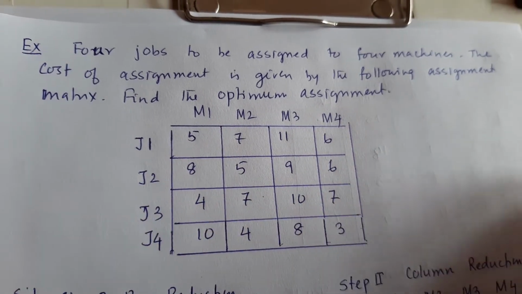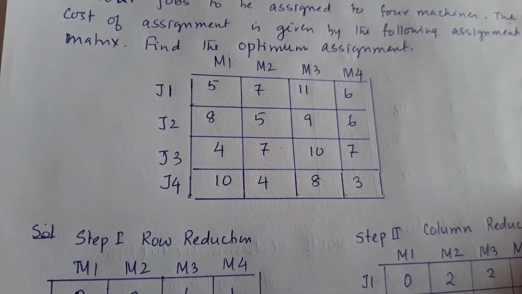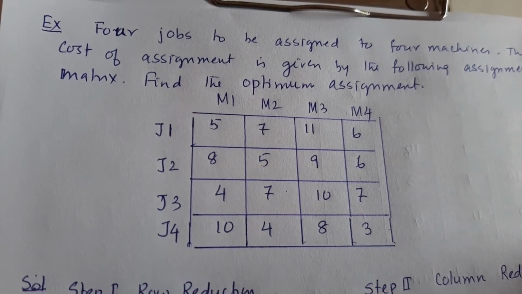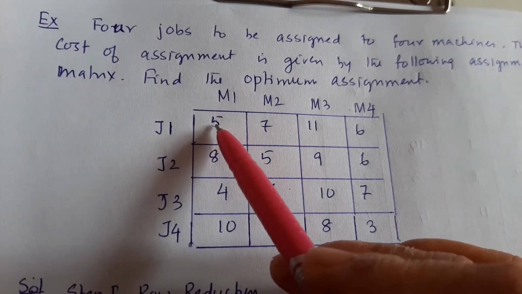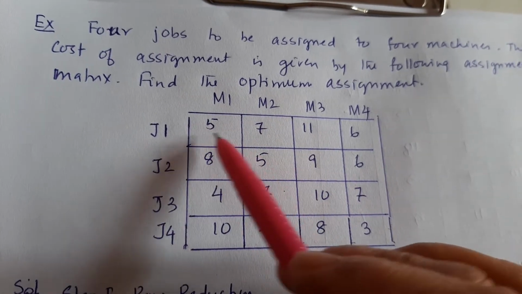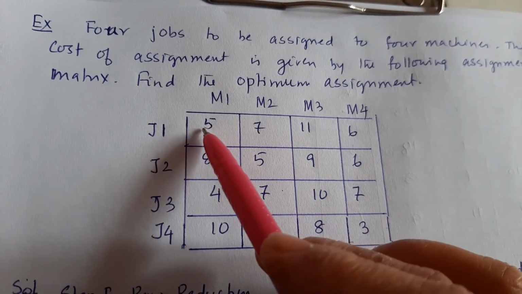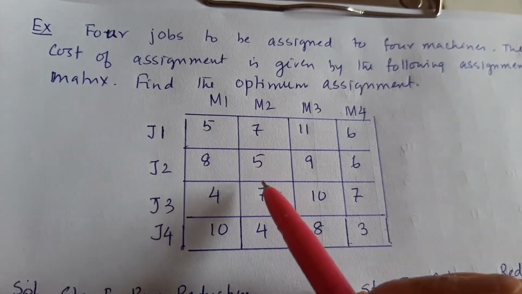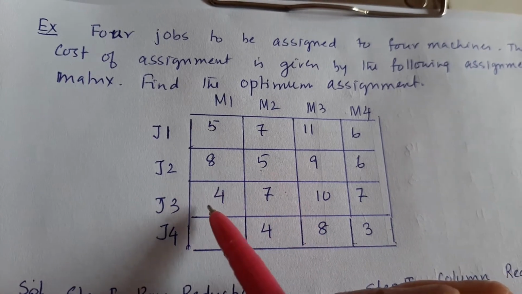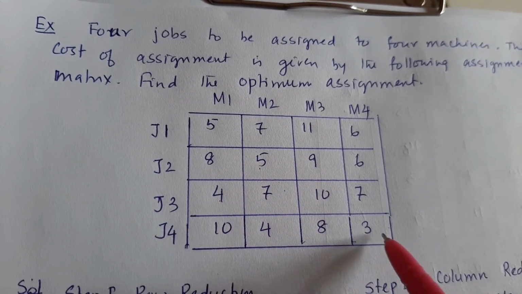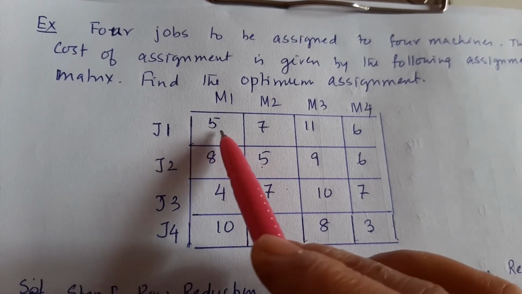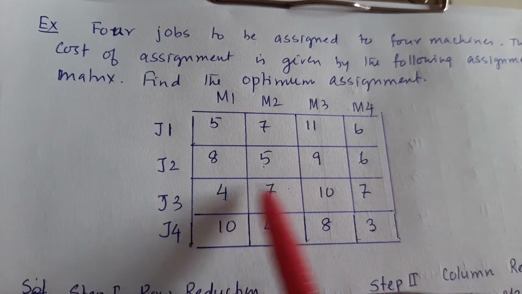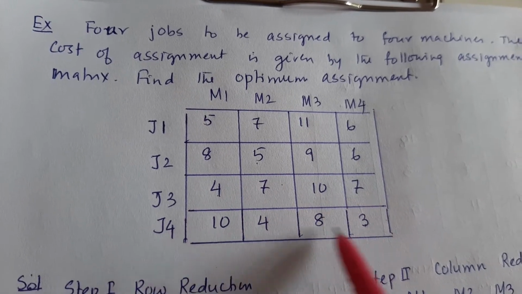Now, as we have already discussed, we have to start with the row reduction and column reduction. What is meant by row reduction? You are going to subtract the least element of each row from all other elements in that row. Here your first row has 5 as the least element. Here also 5 is the least element, 4 is the least element here, and 3 is the least element here. So you subtract 5 from all elements here, 5 from all elements here, 4 from all elements here, and 3 from all elements here.